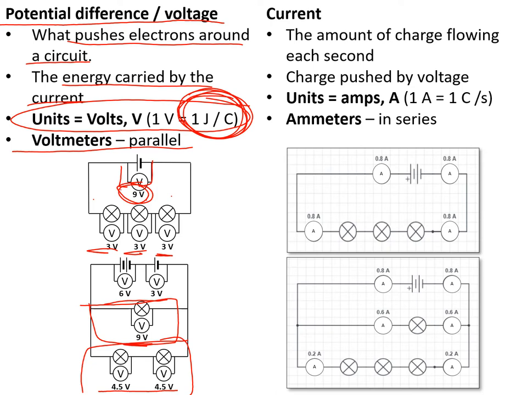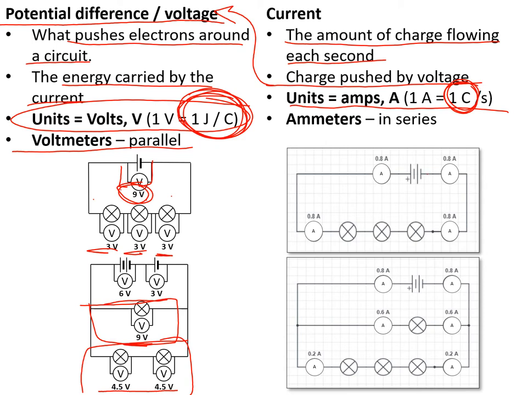Now current. Current is the amount of charge that flows each second. Okay, and charge is the result of voltage. So remember, voltage is what pushes the electrons around a circuit. So current is the result of the voltage. Now its units are amps, and 1 amp is 1 coulomb per second. So remember, coulombs here is our unit for charge. And so if the current was 20 amps, it would be 20 coulombs of charge flowing each second, and so on. Now, in a series circuit, the current stays the same the whole way around.